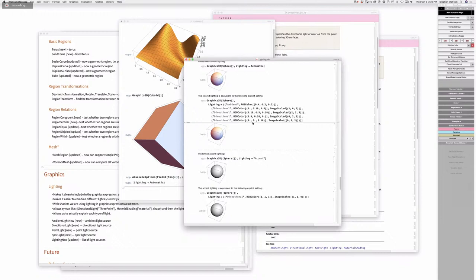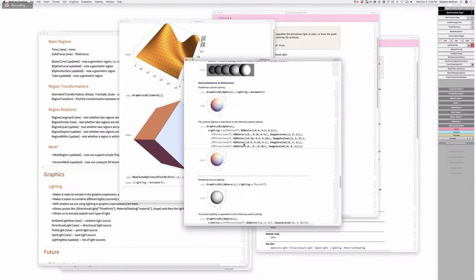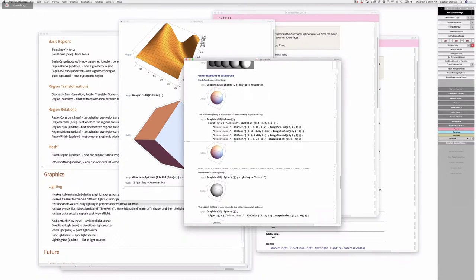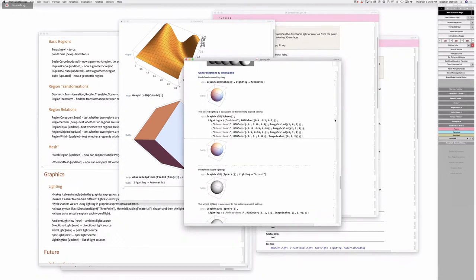Okay. It's equivalent to the following explicit setting. Okay. So what would this be in terms of the symbolic primitives? So it'll be exactly the same. Right? The only difference is that now it is more explicit. So you will do a Graphics3D, Ambient Light, bracket followed by the color.